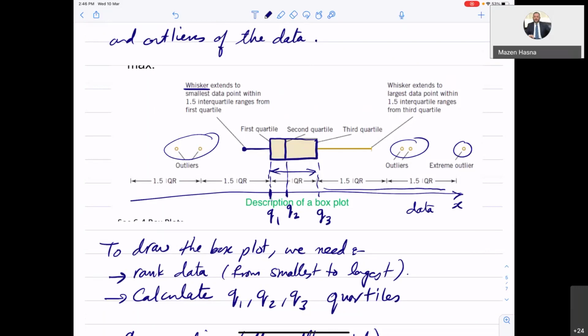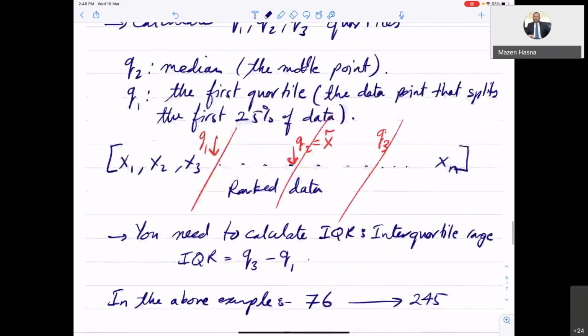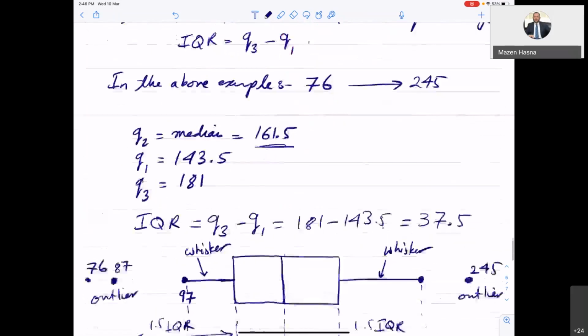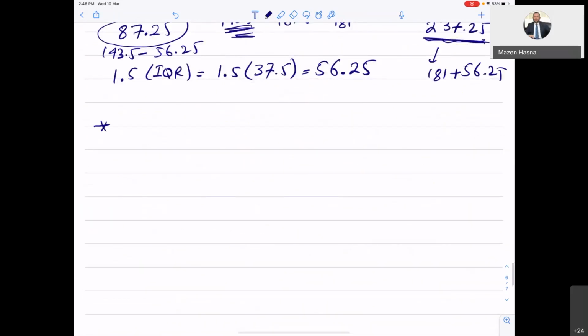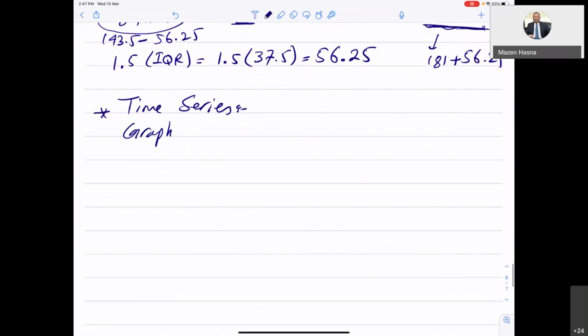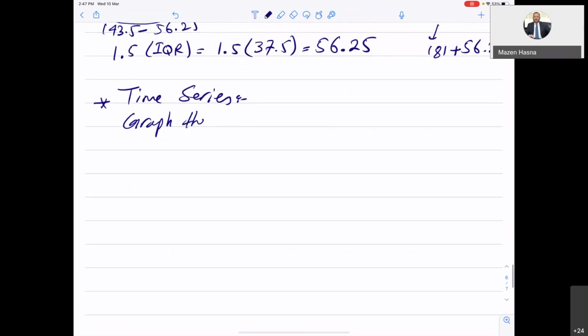So this is the box plot. I think we have what we call a time series, the last one maybe, and it's very straightforward. Time series is just a graph that plots the evolution of data with time.